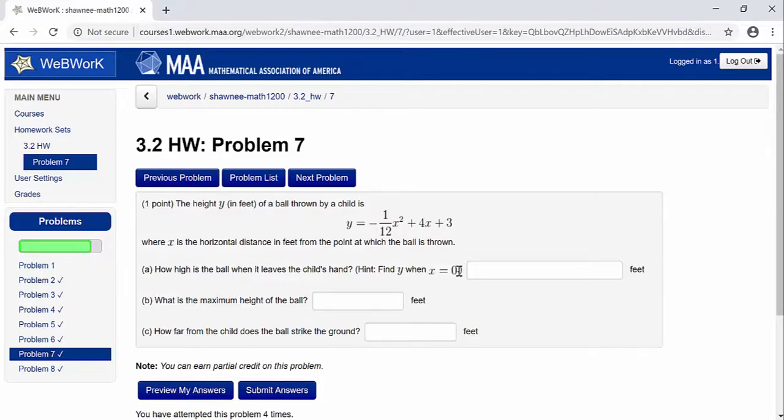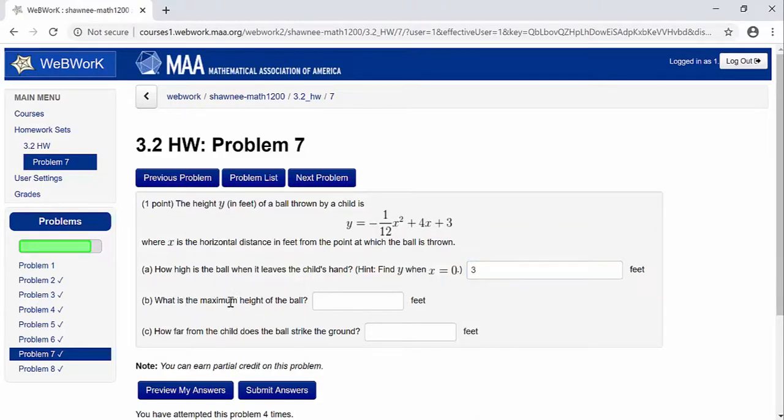This is another way of asking us, what is the y-intercept for this graph? When you plug in 0 for x, this term will be 0 and the middle term will be 0, so you just get the constant term, 3. So the ball was 3 feet high when it left the child's hand.